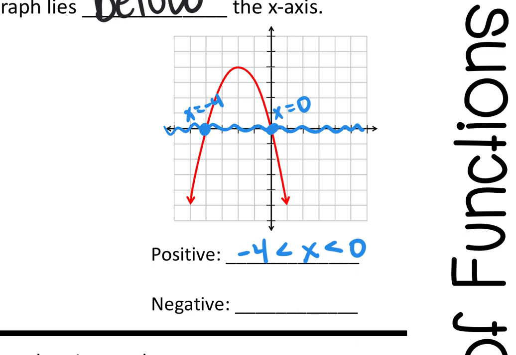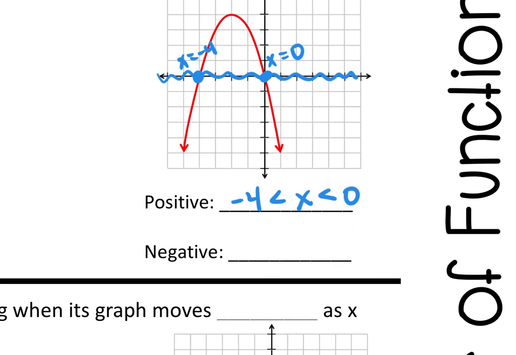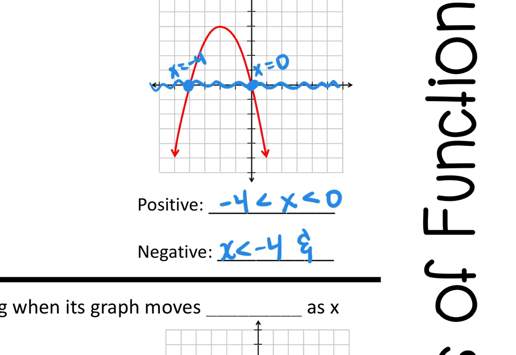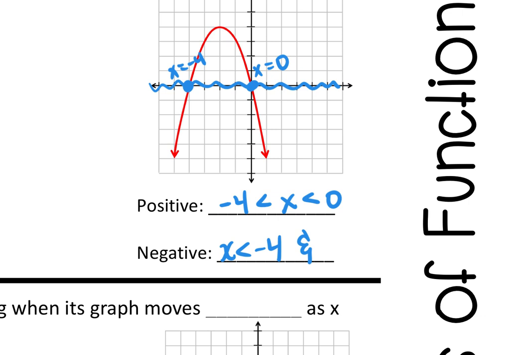right? We were below the x-axis until we got to -4. So the x values before -4 are less than. It's negative where x is less than -4. And in one other spot, because then we go negative again after 0. So wherever those x values are what to 0? Greater than 0. Yes.